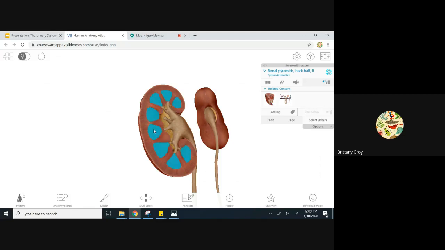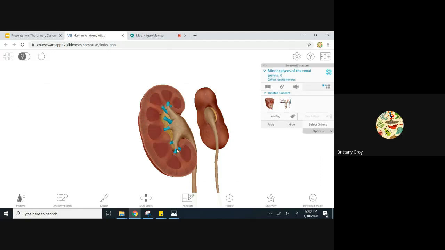And then if we switch back over to the pyramids, do you see how each pyramid is connecting to one of these tubes? Those tubes are called calyx, and they are basically the channels that are going to collect the urine and then dump it into the pelvis over here. And the pelvis connects to a ureter, and then that ureter is going to travel over to the bladder.